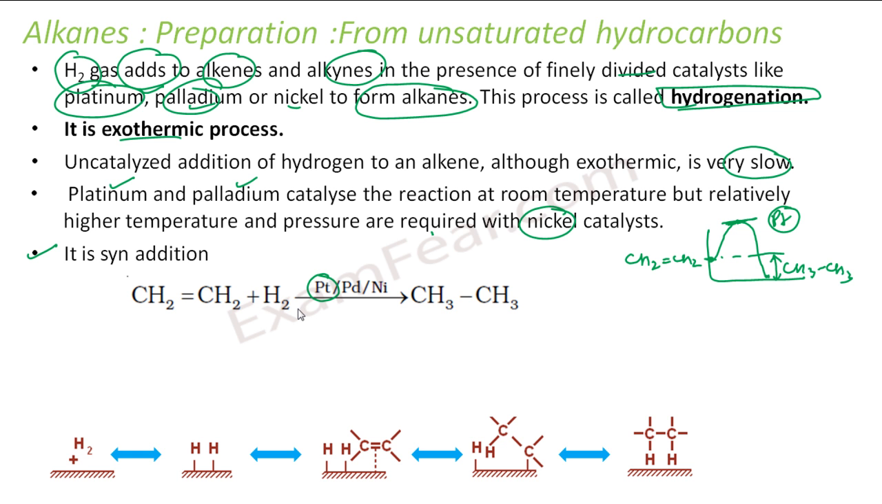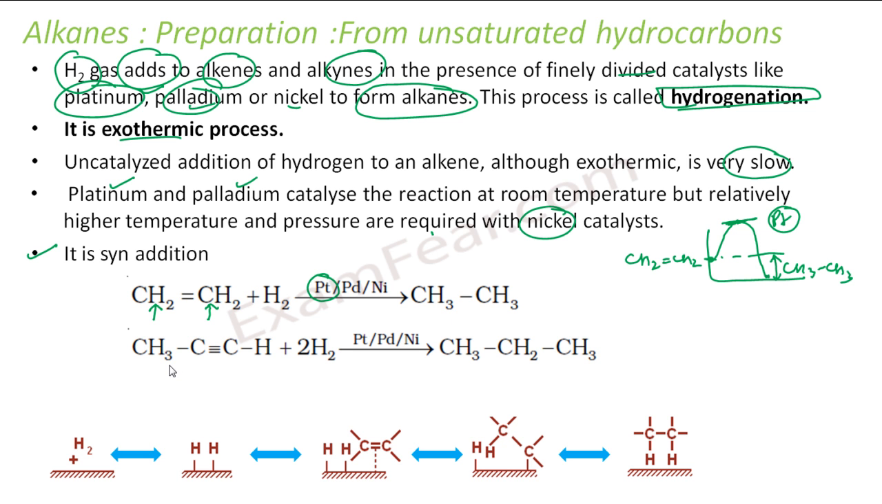So here you see two hydrogens are added, one on each side. Let's see the reaction mechanism. You have hydrogen, and the hydrogen bond breaks, and the double bond is also weakened. Then one hydrogen is attached to one carbon, and the other hydrogen is attached to the other carbon. In this way, you add hydrogen to this unsaturated compound.